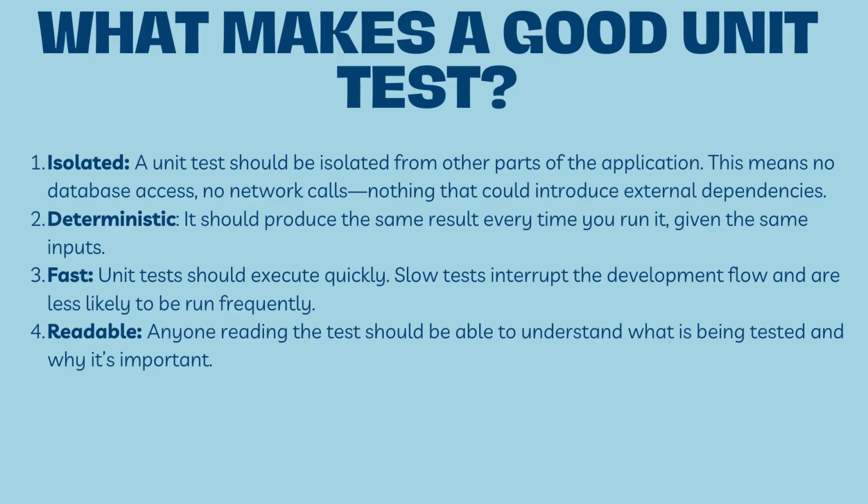So what are the properties or attributes, the best practices we should follow to write good unit test cases? The first one is isolated. A unit test should be isolated from other parts of the application. This means no database access, no network call, nothing that could introduce external dependencies. So a unit test should not have any external dependencies, right?